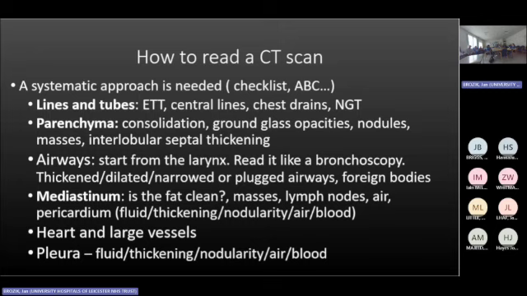When looking at the mediastinum, check if the fat is clean. Compare it with the subcutaneous fat, as we saw it earlier. Look for masses, presence of lymph nodes. Is there air? Don't forget about pericardium, the fluid, thickening, calcification, blood. Assess the heart. If you want to really assess the heart in detail, you should be doing cardiac CT, that is usually ECG gated.